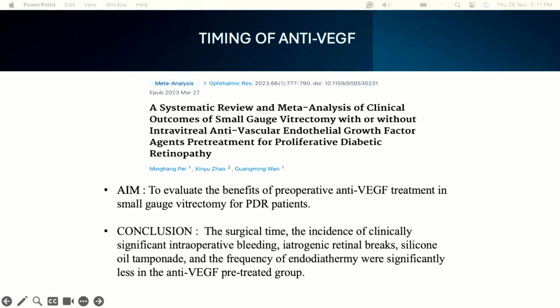So the timing of anti-VEGF. Various studies have been done to investigate the appropriate timing and the effects of the anti-VEGF agents. This review included studies in which the anti-VEGF was given from a period of 1 day pre-op till 14 days pre-op. They found that the surgical time, incidence of intra-op bleeding, iatrogenic breaks, silicone oil tamponade, and the frequency of diathermy were significantly less in the anti-VEGF pre-treated group than the non-treated group.